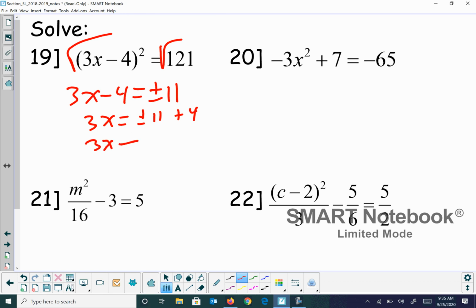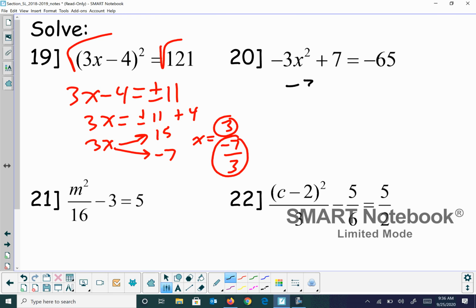So this is going to give me 2 answers. 11 plus 4 is 15. Negative 11 plus 4 is going to give me negative 7. And then we'll divide both of those by 3. So x will equal 15 over 3, which is 3, and negative 7/3. So there's my 2 solutions to this problem.